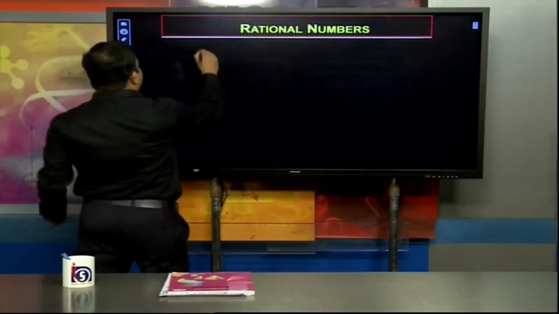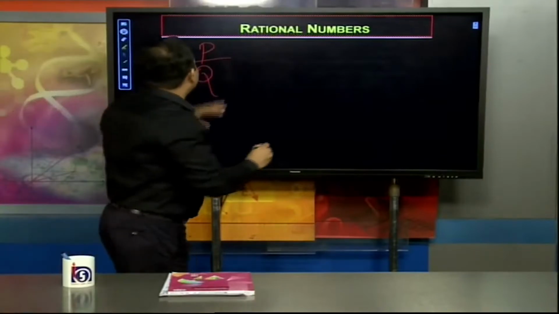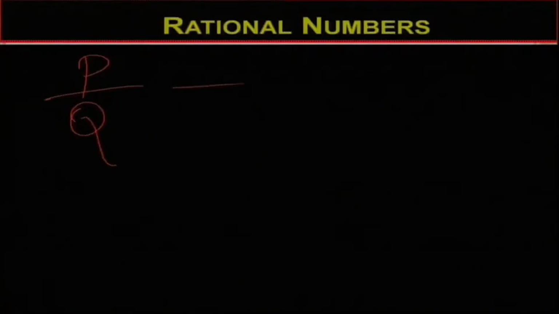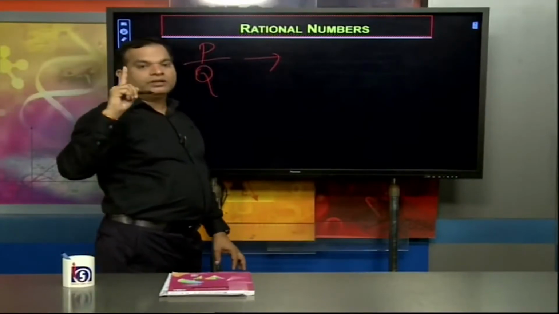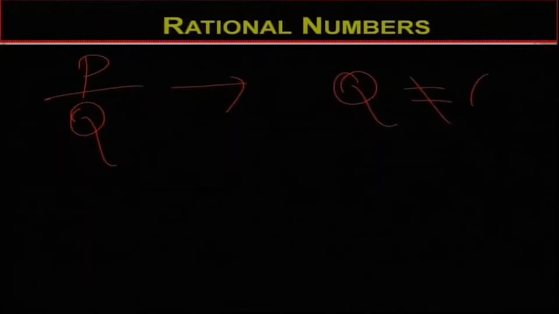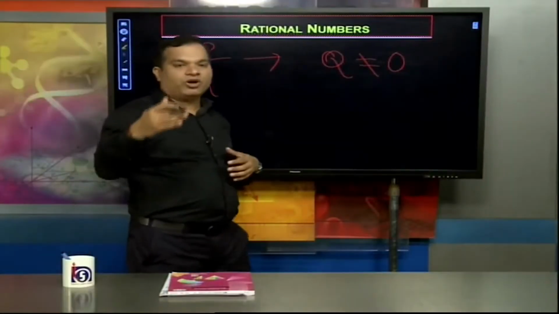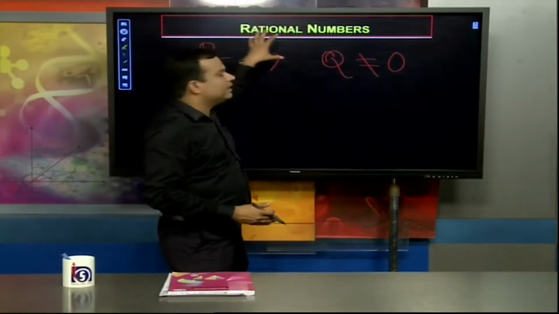A rational number is always in P by Q form. P by Q form means one number divided by another number. So this is P by Q form. A number which is in the form of P by Q, with the important condition that Q is not equal to 0, is a rational number.